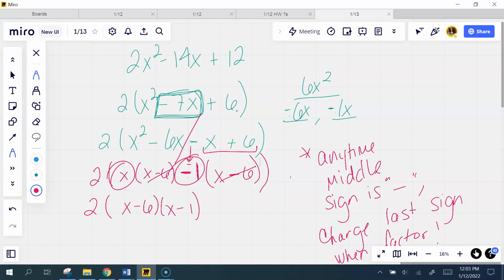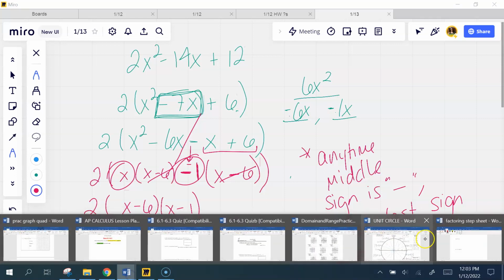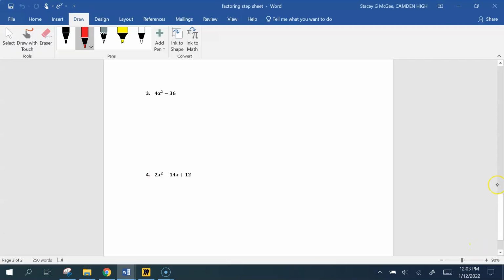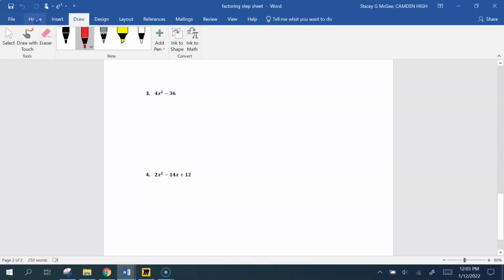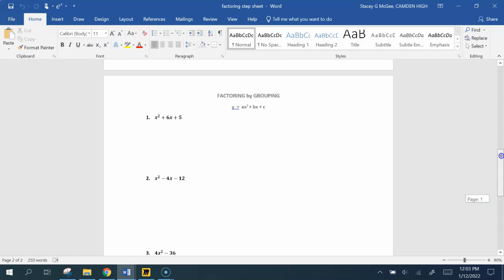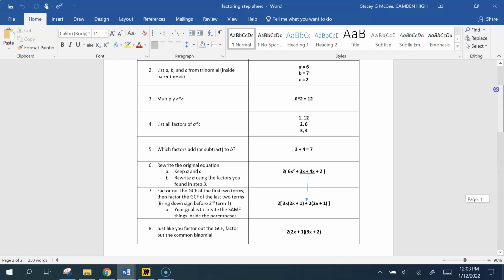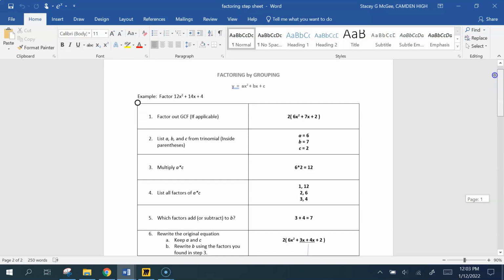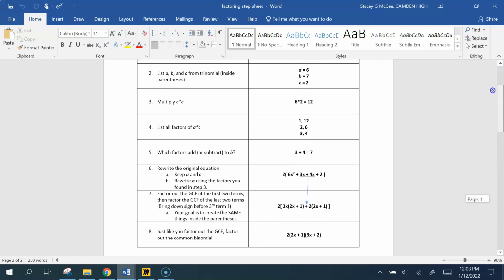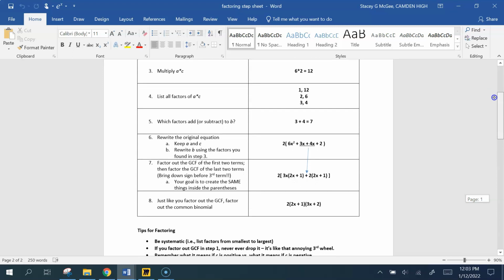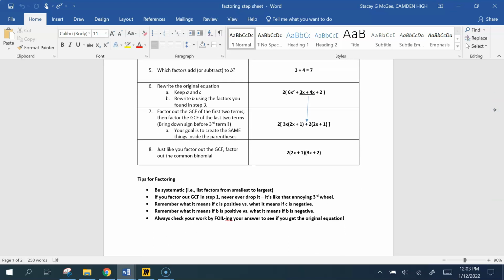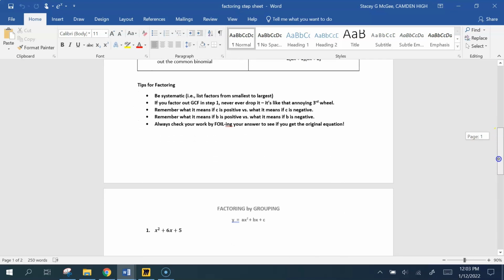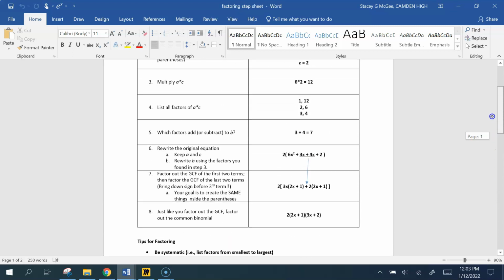I'll also post you a step sheet. I've been working through the examples that were on the back of the step sheet that I have made. It lists exactly with an example, the same example that we worked together, and it will walk you through step by step there, and some tips down at the bottom just like before. But I will post that for you so that you will have it if you want it.